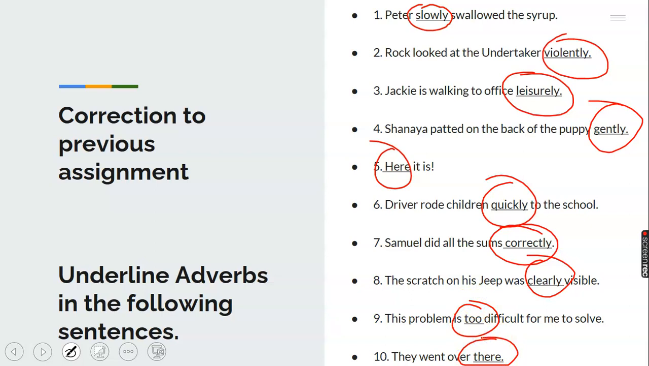All these have modified either the verb or the adjective or another adverb. Modified the verb swallowed, it's modified look, it's modified is walking, modified partied, it's modifying the sentence itself. This is modifying road, this is modifying did, this is modifying this adjective visible, this is modifying this adverb difficult, and lastly, this is modifying this verb went. So these are the answers to our last assignment.